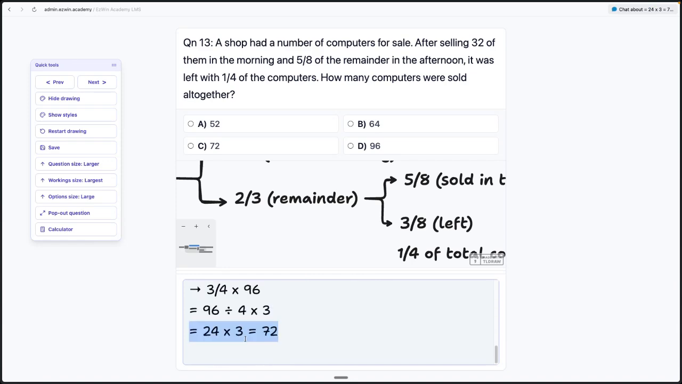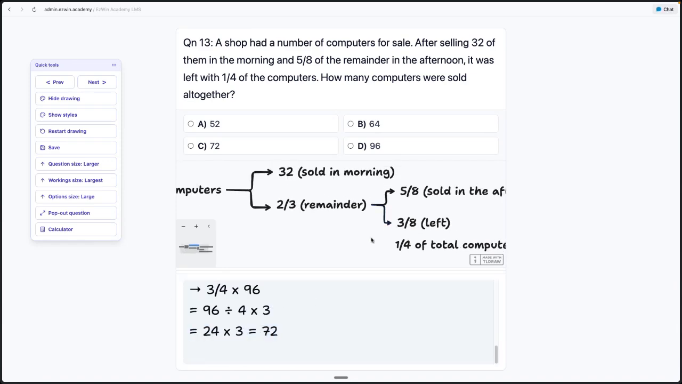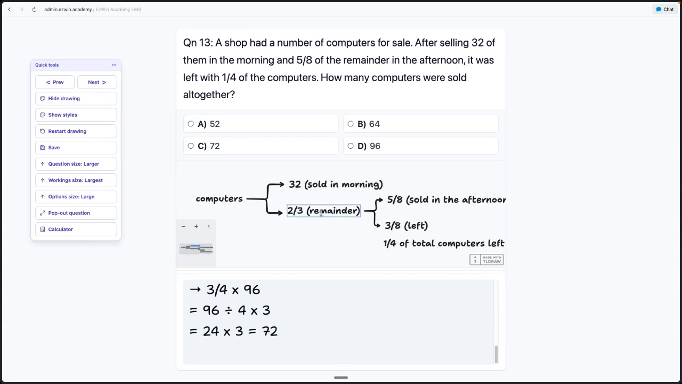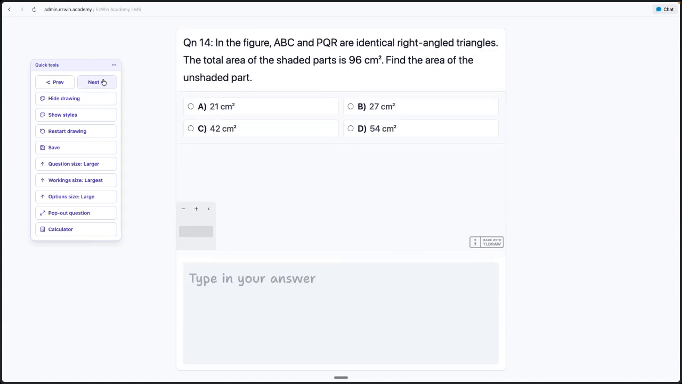So this is pretty much how it looks like. If you don't know how to use the remainder concept, then you'll probably struggle in this question. Okay, let's move on to the next question.